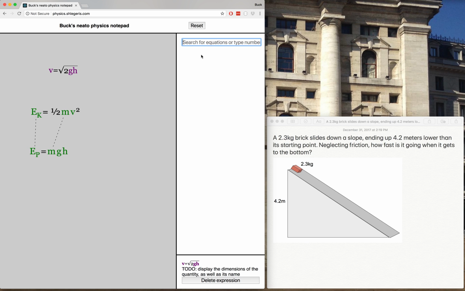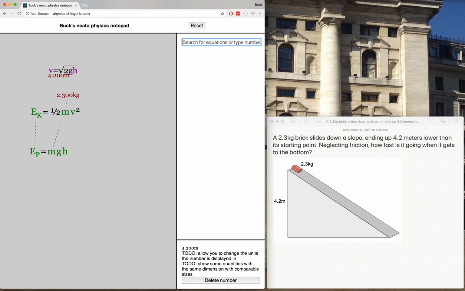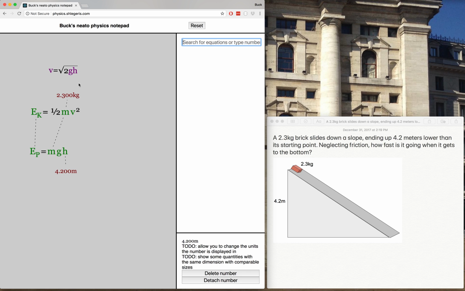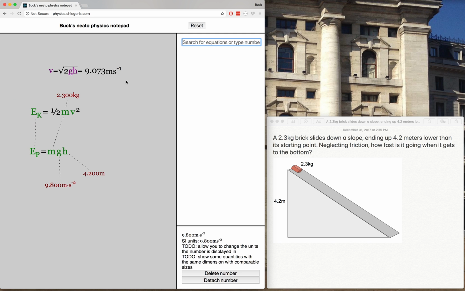So let's sub in those numbers we had. We had 2.3 kilograms for the brick, and I drag from mass to set that, and its distance was 4.2 meters. Of course, it's totally dumb of me to have given that answer for the mass because it doesn't actually matter. But whatever, too late. 9.8 meters per second squared. Set gravity to that, and here we go. So we have the answer to the question.